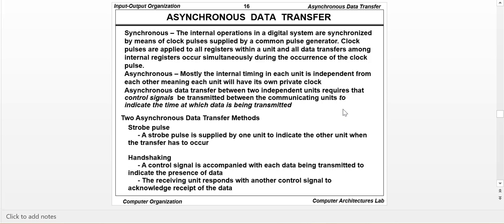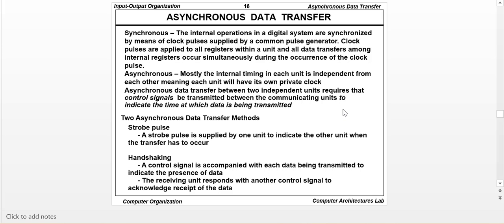So the strobe pulse will be supplied along with the data. The source will tell the destination, or the destination might tell the source, that valid data is present. To indicate the presence of valid data on the data bus, the strobe pulse will be supplied, and this will be in a single direction. A strobe pulse will be initiated only by one unit, out of the two units between which the transfer is happening. So this is the strobe pulse.